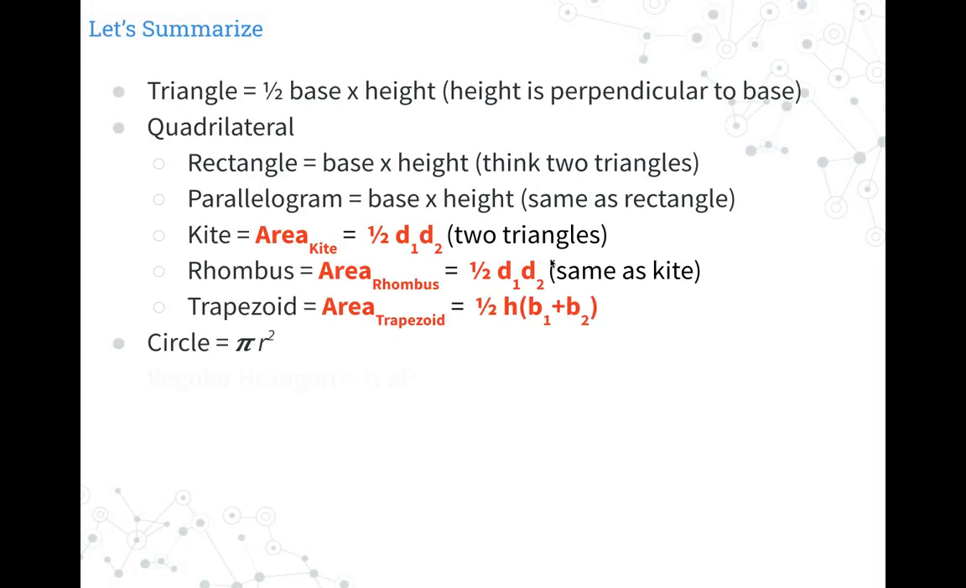Okay, so let's summarize everything that we have learned. Triangle, 1/2 base times height. Rectangle, base times height. Parallelogram, same as rectangle. Kite and a rhombus, 1/2 d1 d2. Trapezoid, 1/2 height times the quantity b1 plus b2. Circle is just pi r squared. And then any regular polygon is 1/2 apothem times perimeter. Remember that perimeter is n times s.